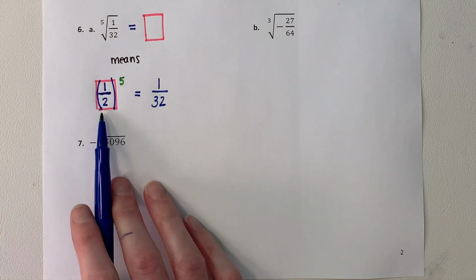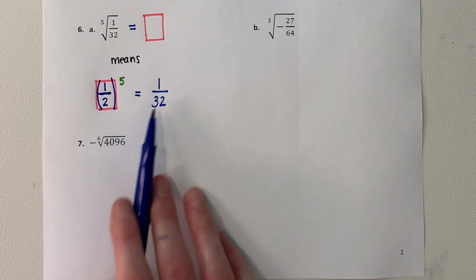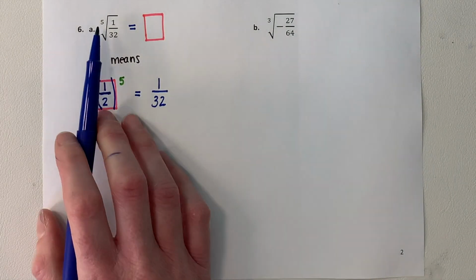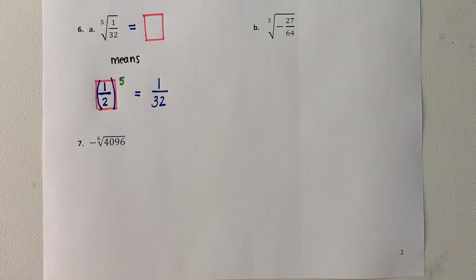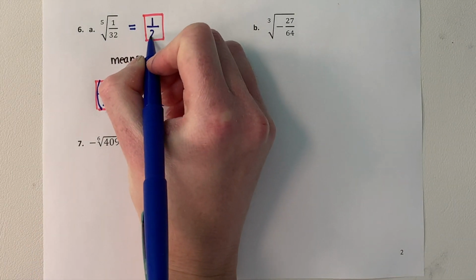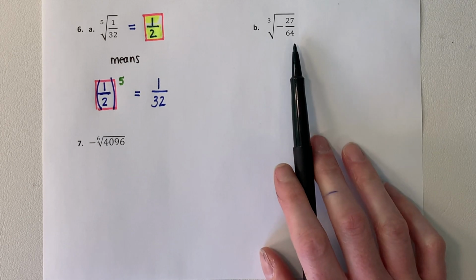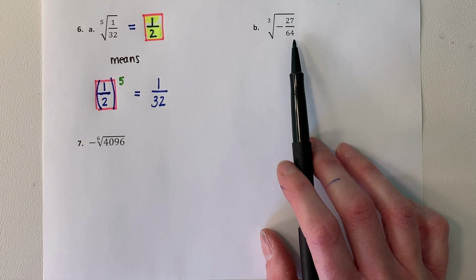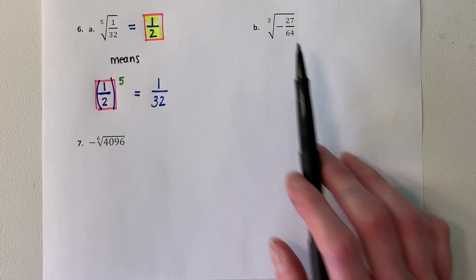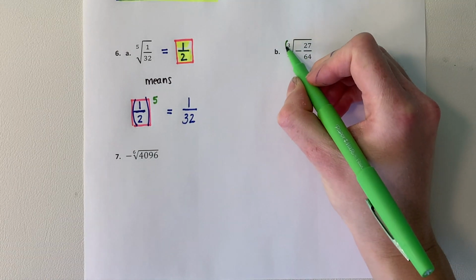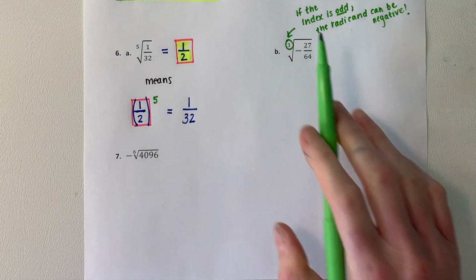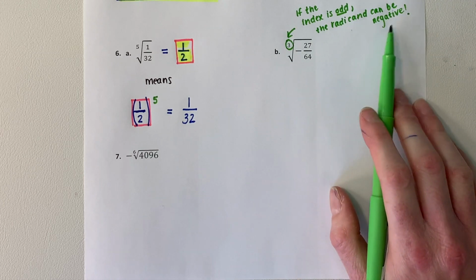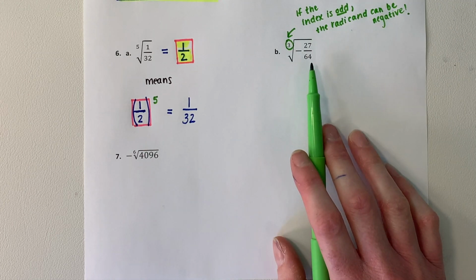So since 1/2 raised to the 5th equals 1 over 32, that means that the 5th root of 1 over 32 is equal to 1/2. Now, for this example here, I noticed that we have a negative radicand, so we need to pause for a second to ask ourselves if we'll have a solution here. Notice the index here is an odd number. If the index is odd, the radicand can be negative, so we will have a solution here.